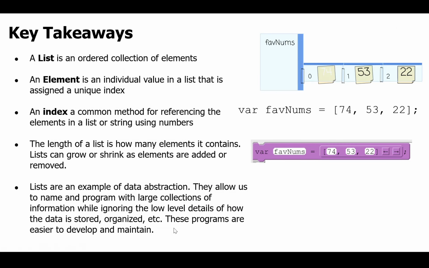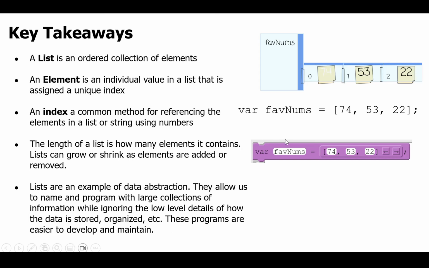Now, some key takeaways. A list is just an ordered collection of elements. Sometimes you'll hear me call it an array. Some languages call it an array. That's why my brain uses those two words interchangeably. An element is just an individual value in that list, and it's assigned a unique index. The index is just a common method for referencing the things in a list using numbers. Remember that the first index is 0.